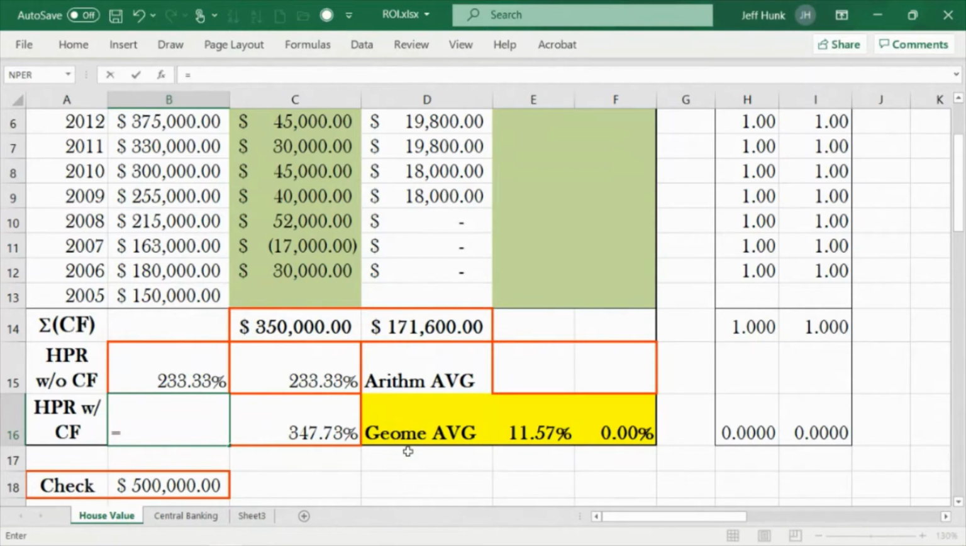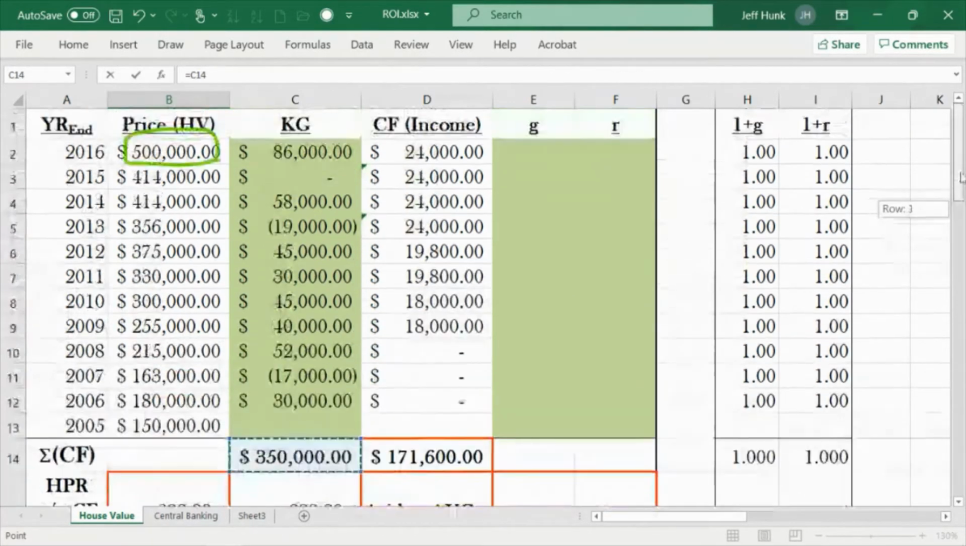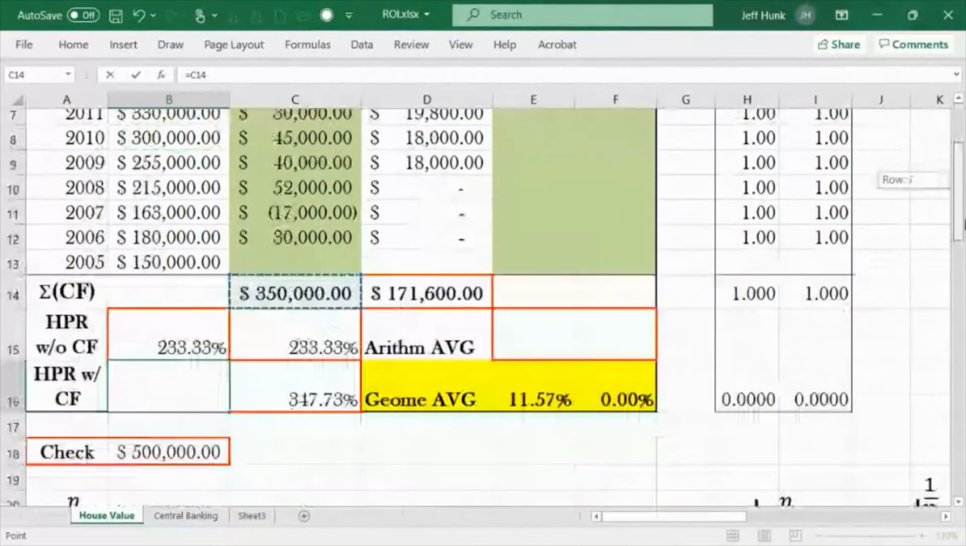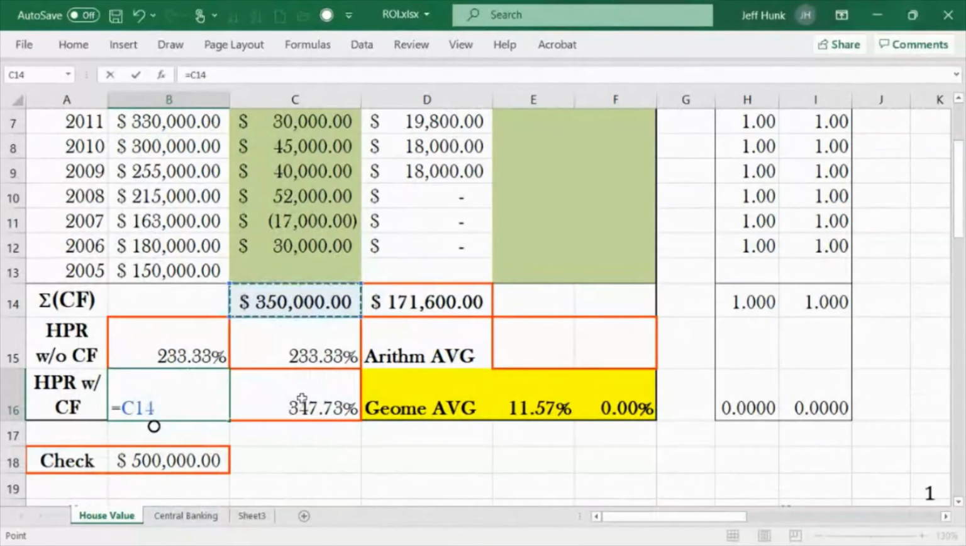According to the formula, I will take the difference between the two. And it was already done, right? The difference between price 2016 and 2005 is already there, so I'll just use that. And plus this, the sum of all that income over the holding period.